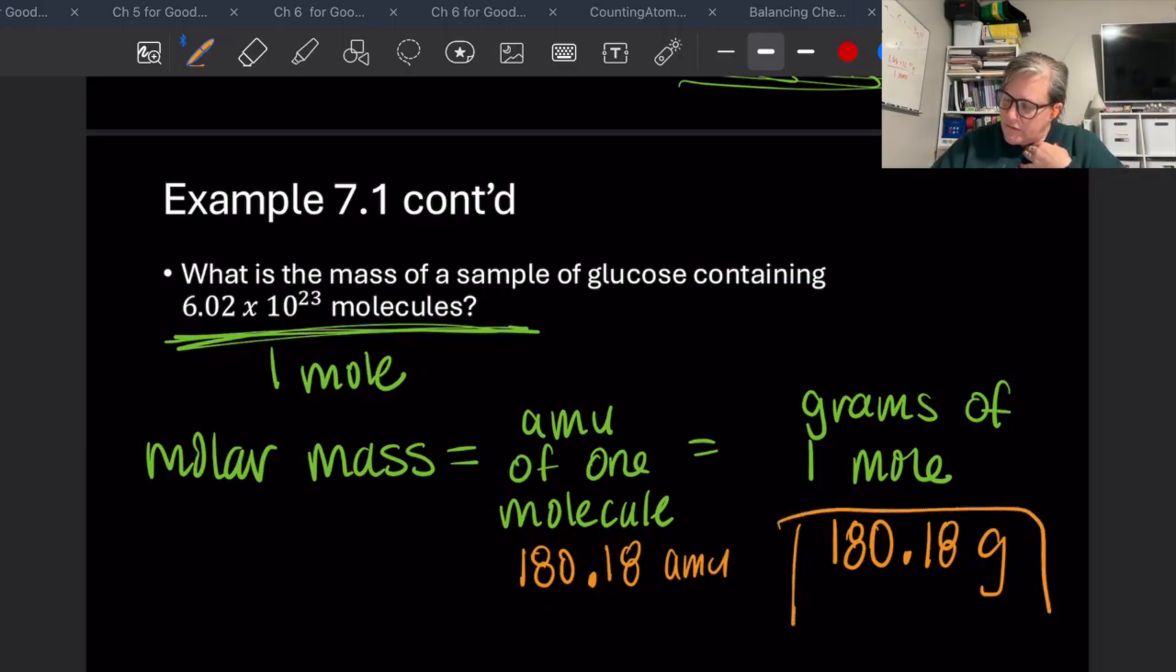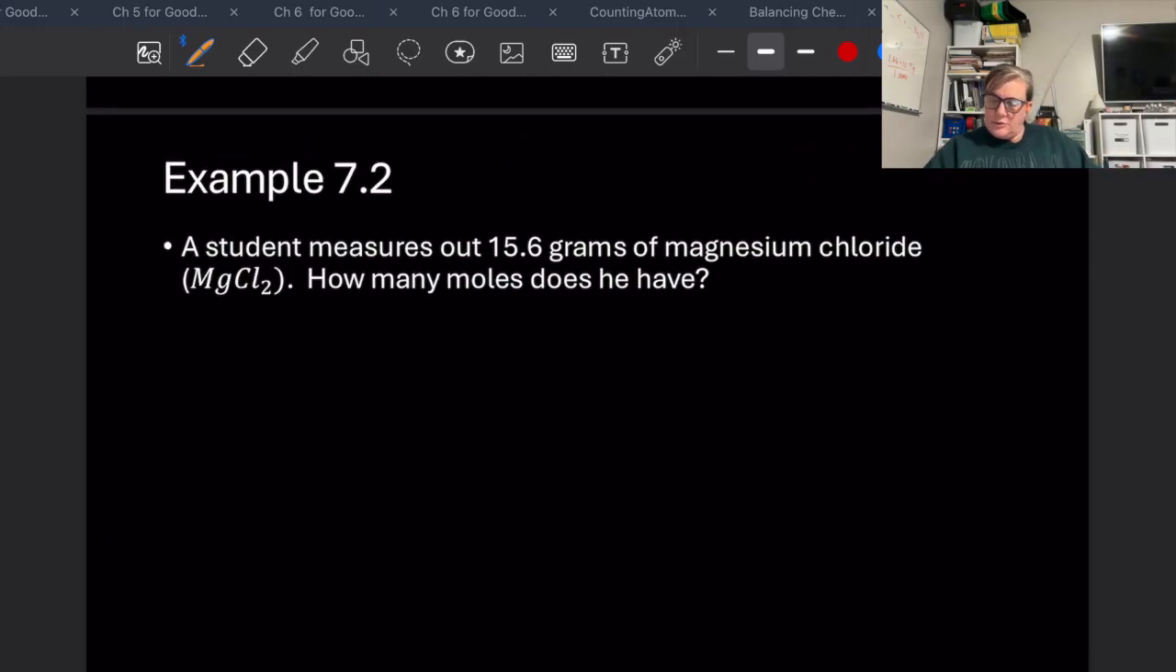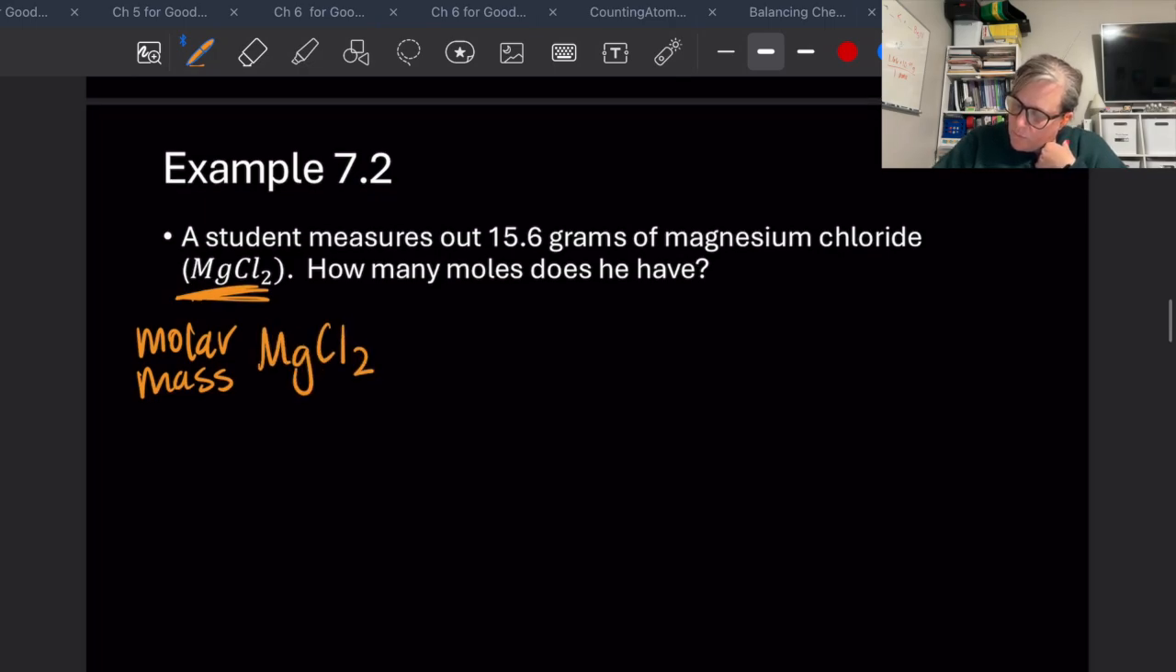So let's look at example 7.2. In example 7.2, we've got 15.6 grams of magnesium chloride, and I gave you the formula here, and we want to know how many moles. First of all, we want to figure the molar mass of magnesium chloride. So we have 1 atom of magnesium, and magnesium is 24.31 AMU.